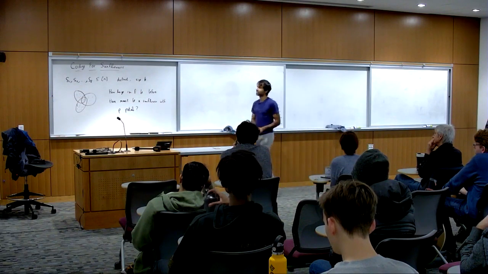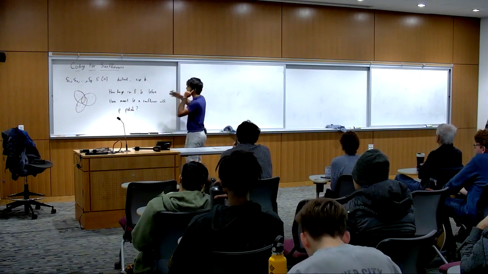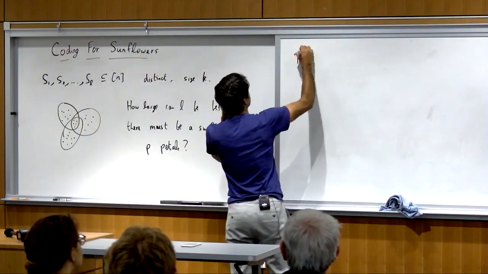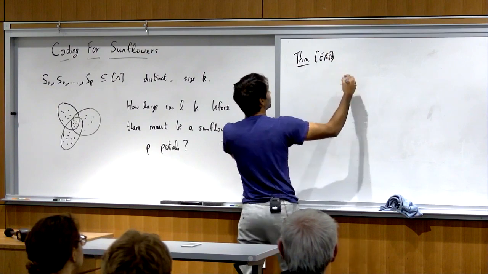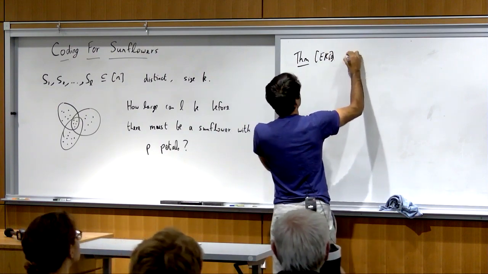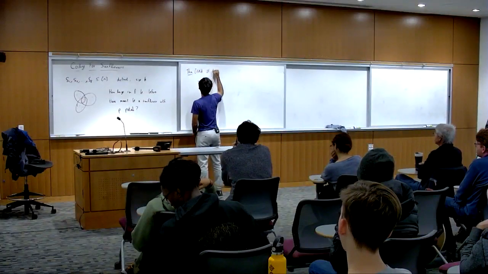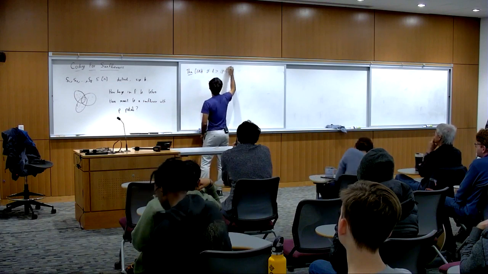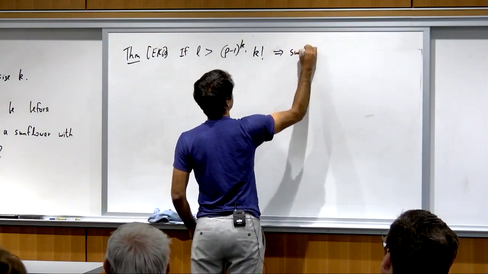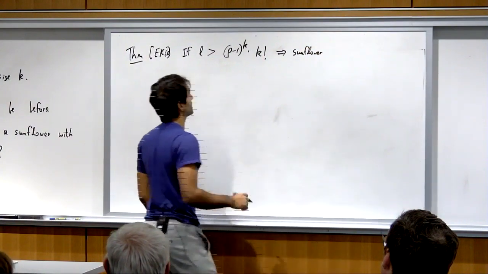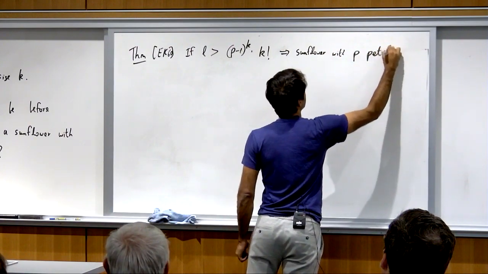It's a really fundamental question. It was first asked by Erdős and Rado, who gave an answer for this question. What they proved, and they did this in 1960, is that if L is bigger, if the number of sets in your family is bigger than p minus 1 to the power k times k factorial, then you get a sunflower with p petals. That's what they showed.